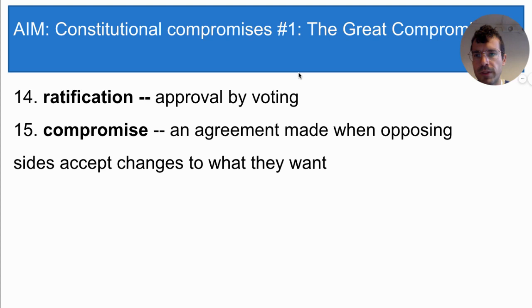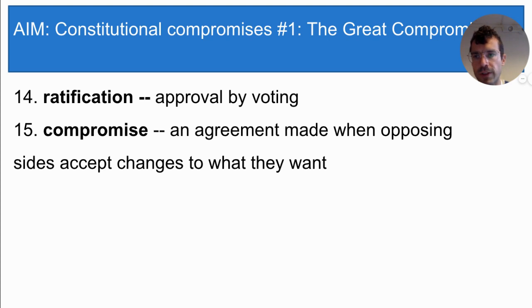Over the next few days, we'll be looking at 3 compromises that the delegates made in order to get the votes that they needed for ratification. A compromise is an agreement made when opposing sides accept changes to what they want. Imagine that you want to meet your friend at 6 to hang out, but your friend doesn't want to meet till 8. The two of you might compromise and meet at 7. So you each change the time that you really wanted in order to come to an agreement.